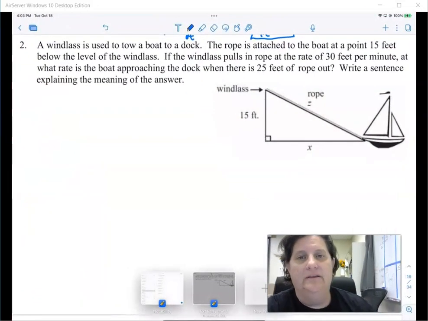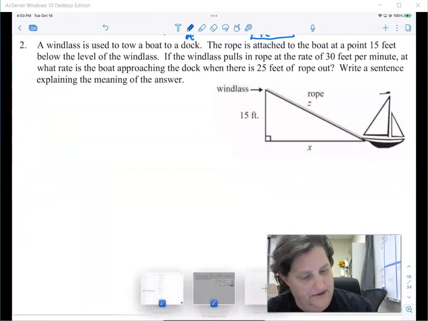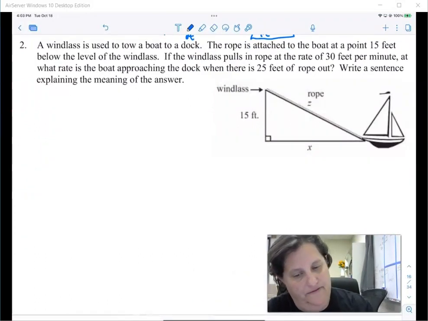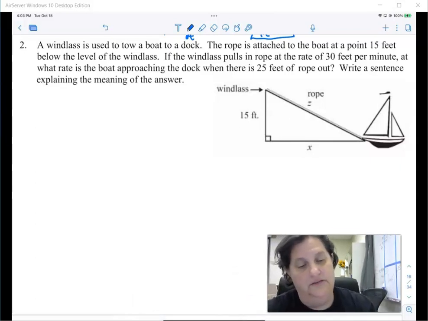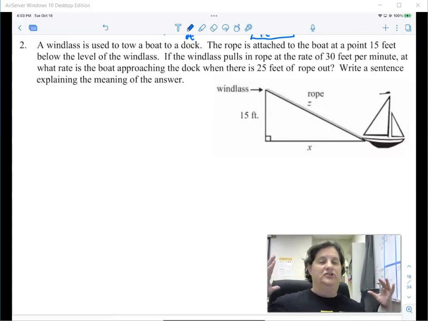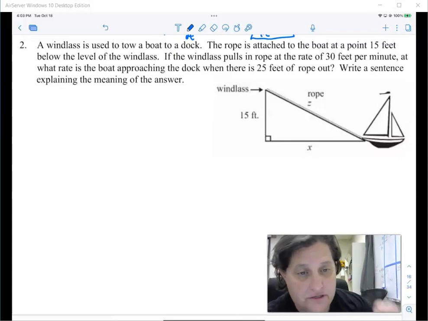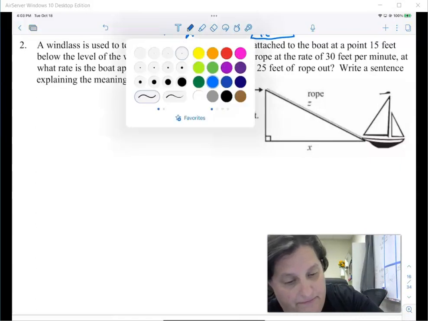A windlass is used to tow a boat to the dock. The rope is attached to the boat at a point 15 feet below the level of the windlass. If the windlass pulls in the rope at a rate of 30 feet per minute, at what rate is the boat approaching the dock when there are 25 feet of rope out? There's so much going on. First, you've got to understand the problem.